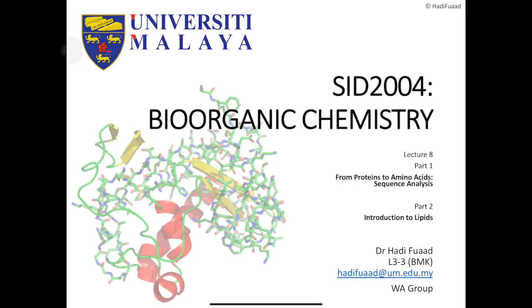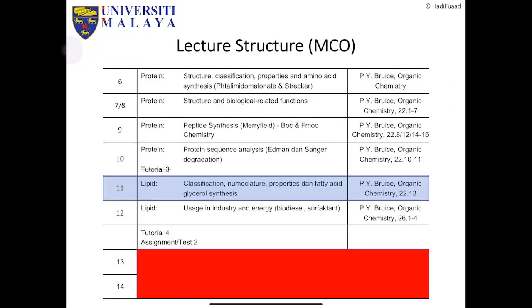So there's two parts for today's lecture. First one is I'm gonna continue. I was supposed to do this on Tuesday, but I really forgot about it. I just remember that previous week's lecture was not completed. So I'm gonna go through a little bit on part one, which is from protein to amino acid sequence analysis, because last time we did not finish all 5 steps. So today we're gonna look at step number 4, which is degradation from the N terminus, and step number 5, which is the degradation from the C terminus.